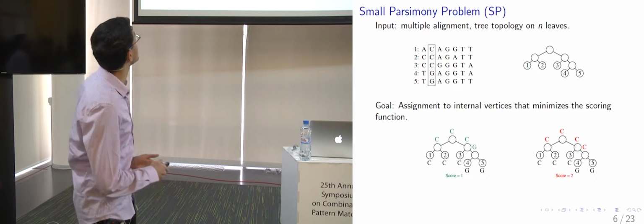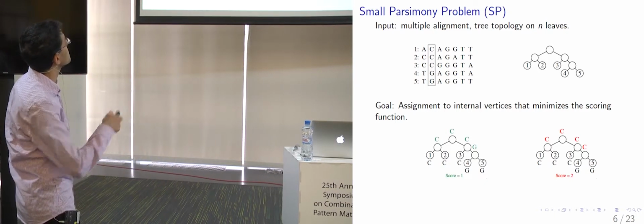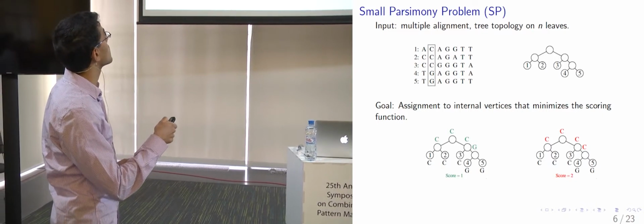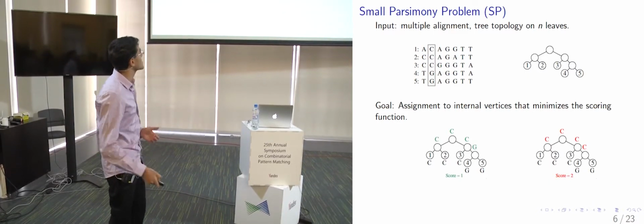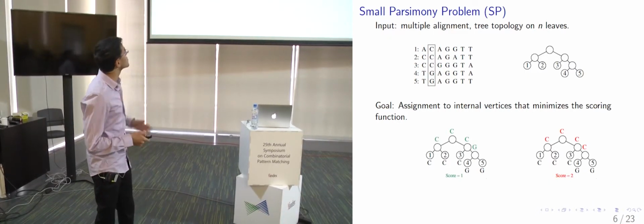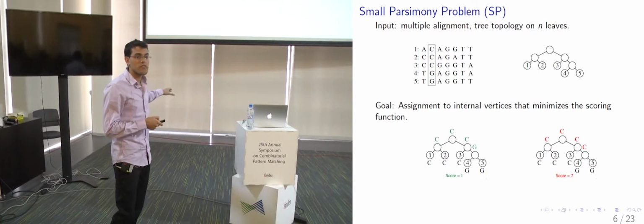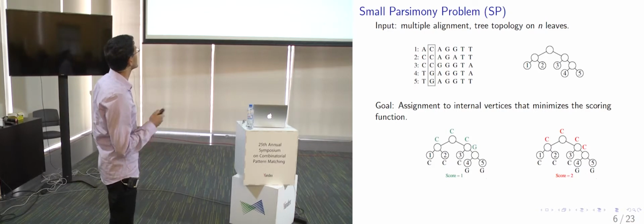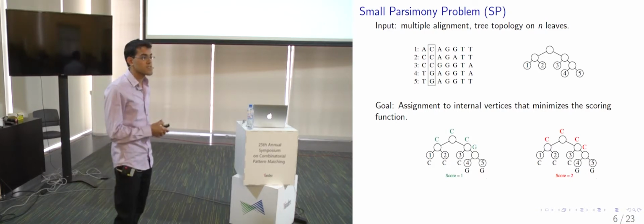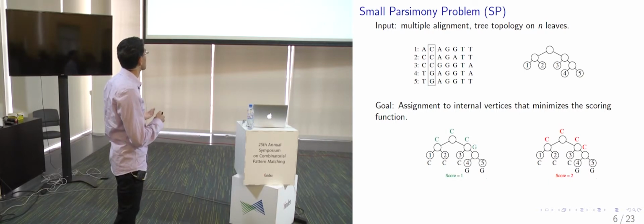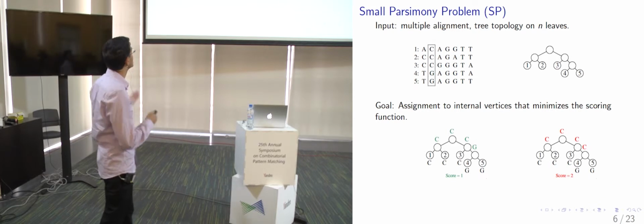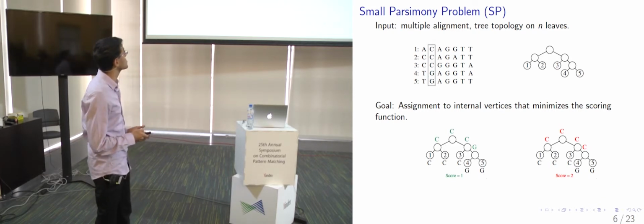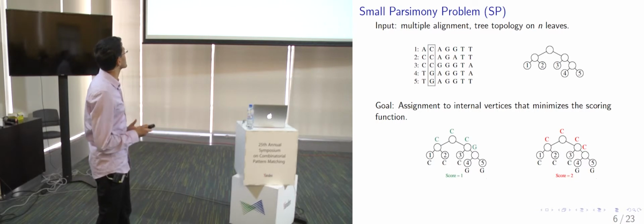In this problem, the input is the multiple alignment and the tree topology over n leaves. Our goal is to find just the assignment for the internal vertices that will minimize the scoring function. Again, there is always a substitution scoring matrix or a scoring function in the background. In this example, we assume Hamming distance. On the left, there is one mutation from C to G, and on the right we have two mutations, and therefore the score here is 1 and the score here is 2. We want the minimal number of mutations, and this is what we want to find.